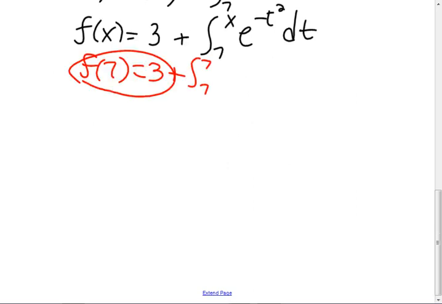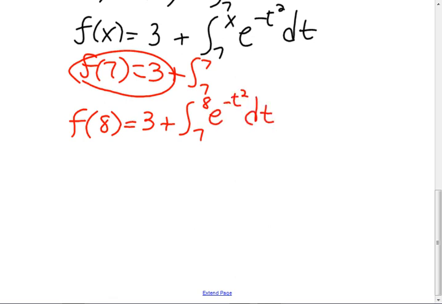Here, let's do one other one. What if I say f of 8 is equal to 3 plus the integral from 7 to 8 of e to the minus t squared dt? You could draw rectangles under that curve, find out that area, or you could use your calculator to find this area. That's a calculator problem. I can't find the antiderivative of that. It doesn't exist. There's no antiderivative for it. I can bring up my CAS calculator and show you.